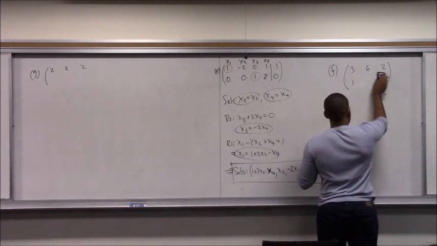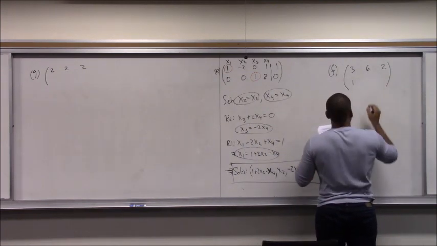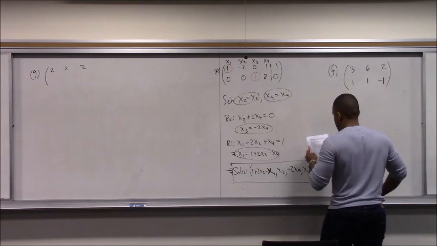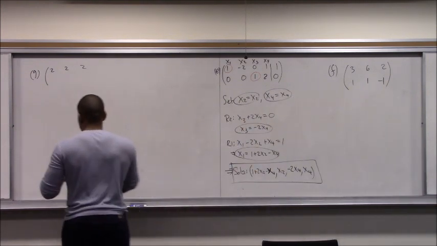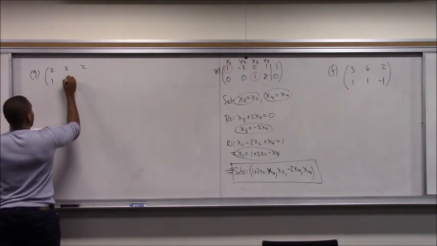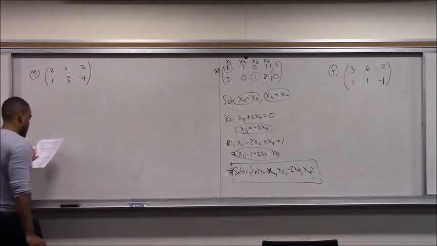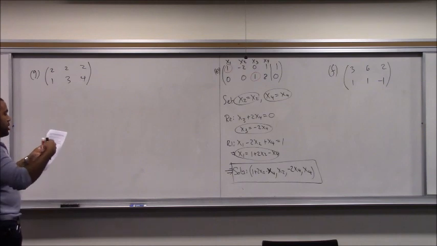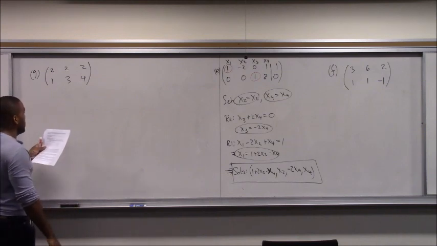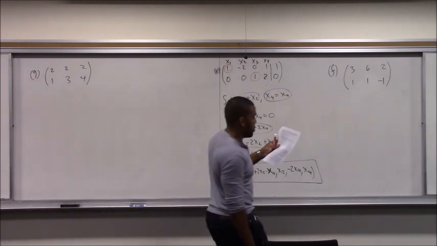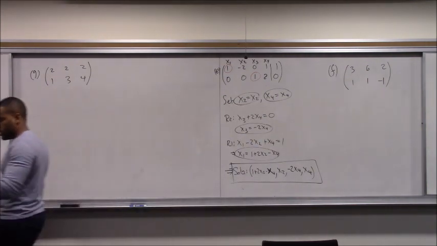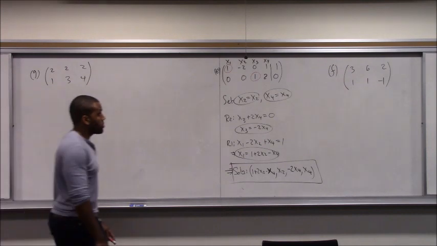Make sure you're talking about the right thing, Jhevon. 1, 1, minus 1. See, I caught myself. I made sure to double check before I moved on. See that? 1, 3, 4. Should maybe space these out more. So 2, 2, 2, 1, 3, 4, and 3, 6, 2, 1, 1, minus 1. Okay, those are the last two examples.